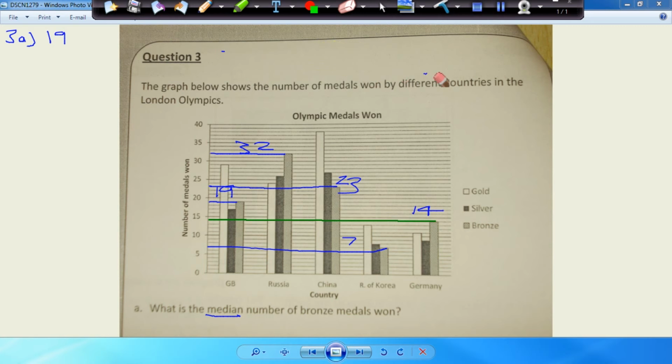So what does the word mean mean? Somebody else now, not the same person. Okay, let's have Iman. What do you get for the mean? You add up all the numbers and divide by the total. Divided by the total. So what is the mean number of silver medals? Right, let's work out for silver now.